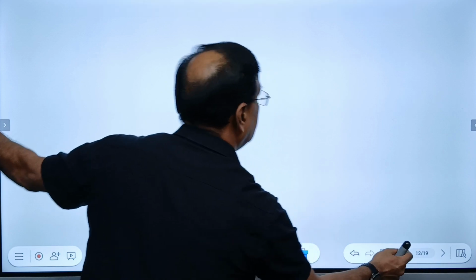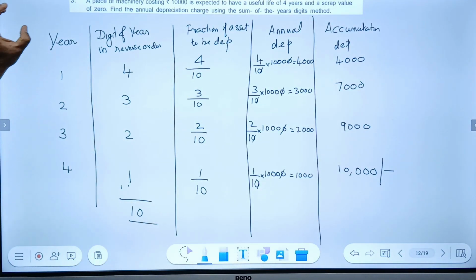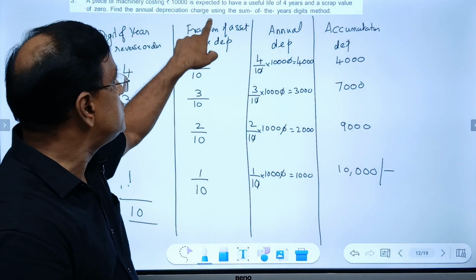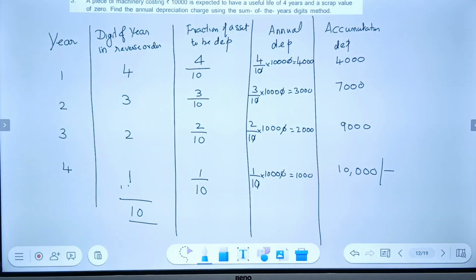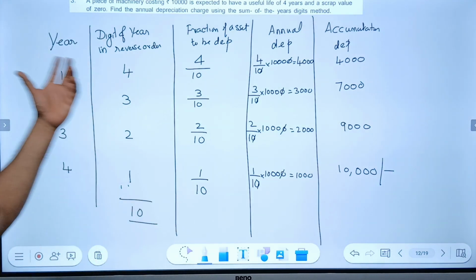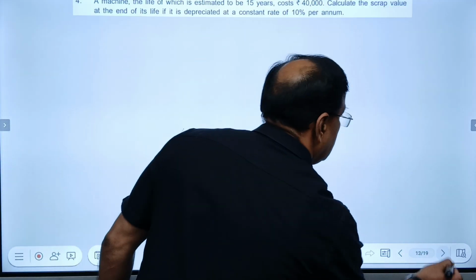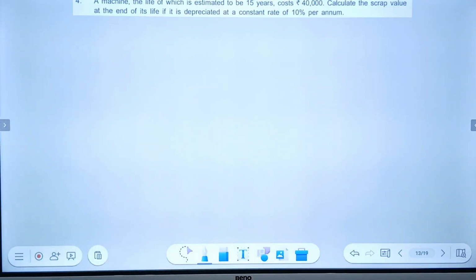And this is how you get your annual depreciation charges using the sum of the year digit method. Okay. So I hope you understand this. This chart is very, very important. Okay, let's go to the next one.